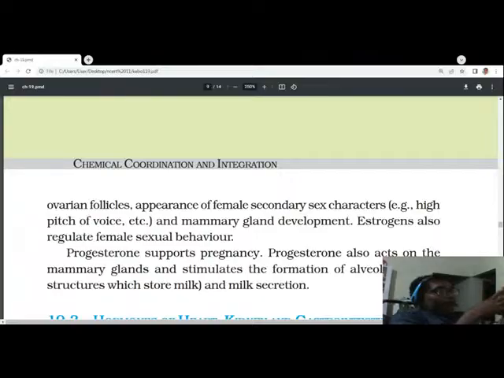Whereas in females, we have two hormones, estrogen and progesterone. Estrogen helps in the stimulation of the development of the secondary sexual characteristics. Progesterone helps in maintaining the uterus during pregnancy and also acts on the mammary glands to form alveoli for milk secretion.